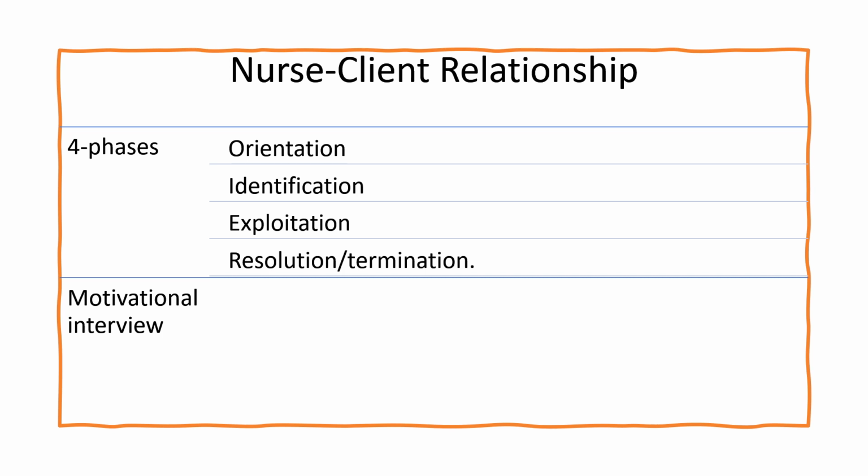Exploitation is the active phase of the relationship where the nurse will educate to change the situation or the behavior. Resolution or termination is the final phase where the issue has been resolved and the relationship is terminated until the next event. Throughout this whole nurse-client relationship, the nurse acts as a guide to help the client receive the needed care.